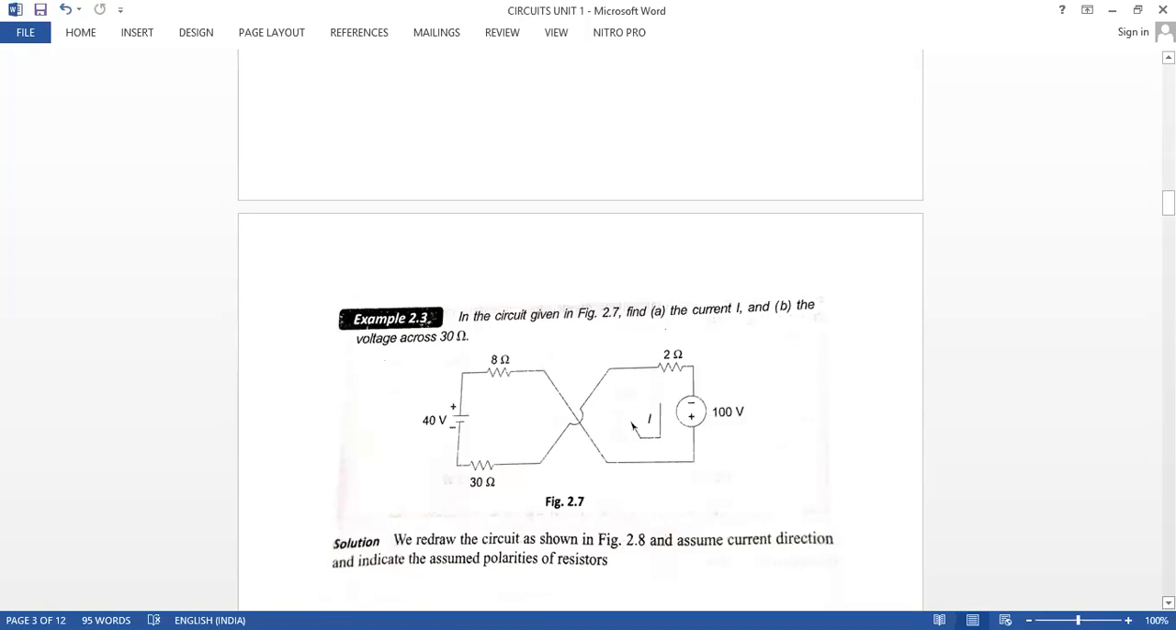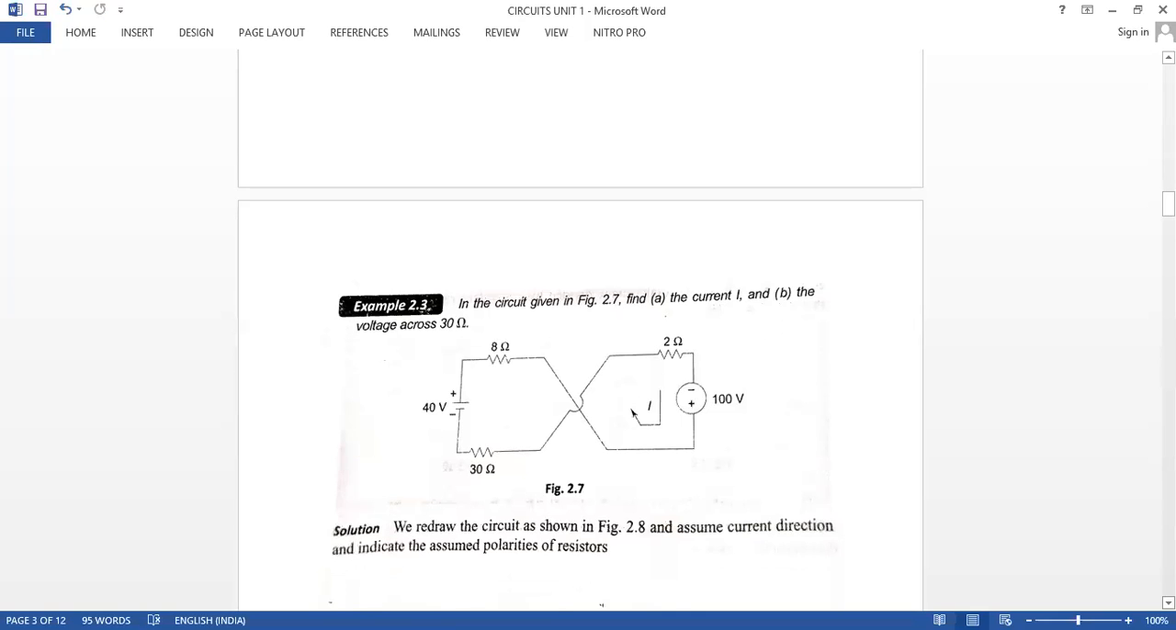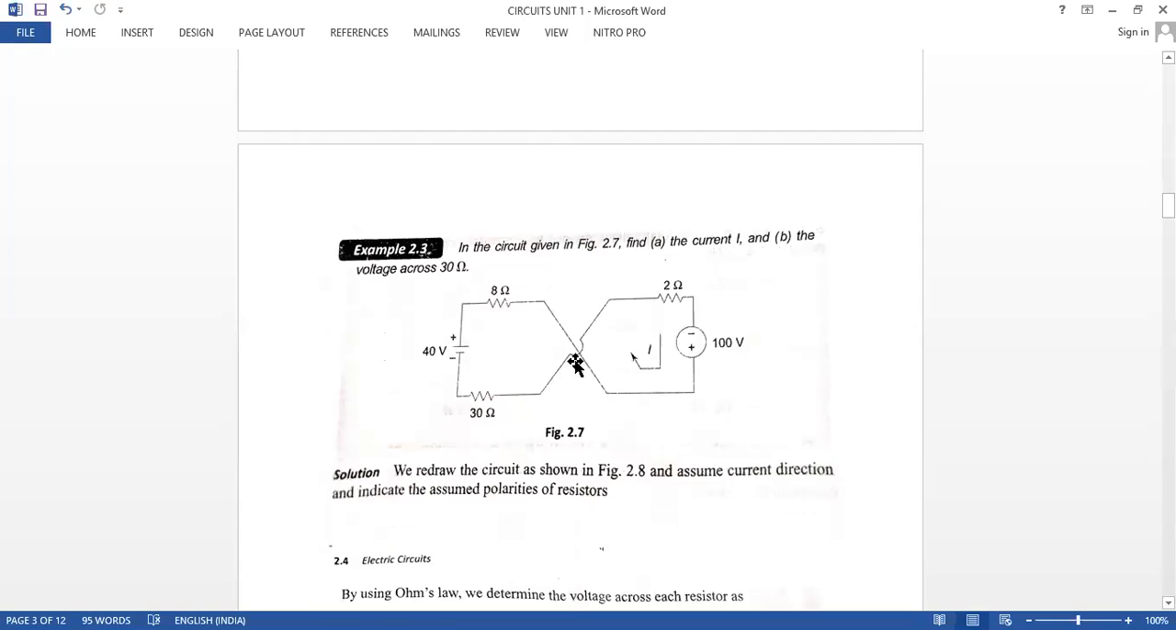Now, how to solve this circuit? Second circuit, anyone tell me? KVL only we have to apply. What is the meaning of the curve? This curve represents there is no connection between the elements. Understanding, all of you? We have to redraw.